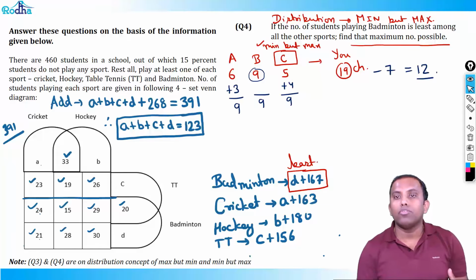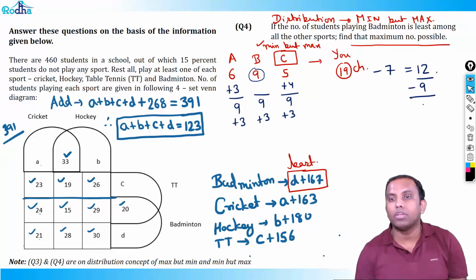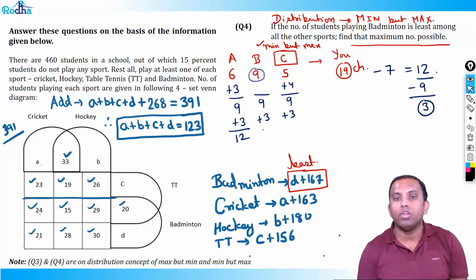Okay. So I should not give 4, 4, 4 because then all will be equal. So the next best number is what? 3, 3, 3. So I should give 3 to all of them. 12 minus 9 is how much? 3 now. So I'm left with 3 chocolates and now all have 12 chocolates.